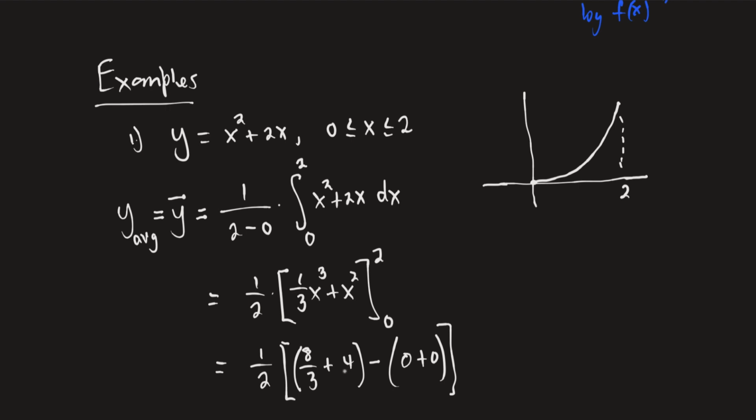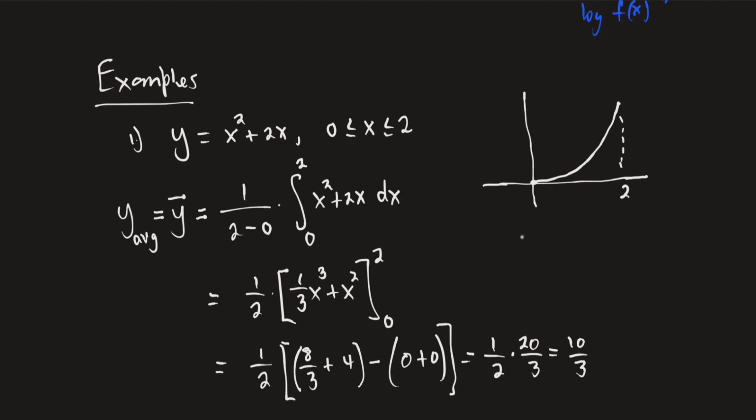So let's simplify. This is, so 8/3 plus 4, you can write 4 as 12/3. So 8 plus 12, that's 20 over 3. So you have 1/2 times 20 over 3, and then that's 10 over 3, right? So that's our average value.